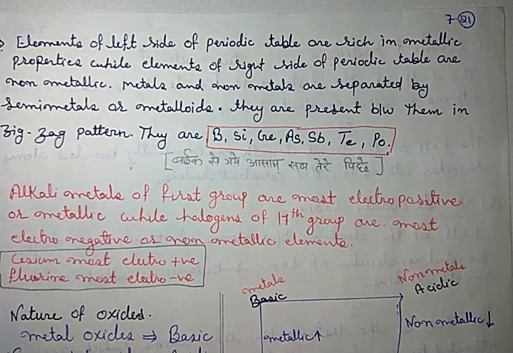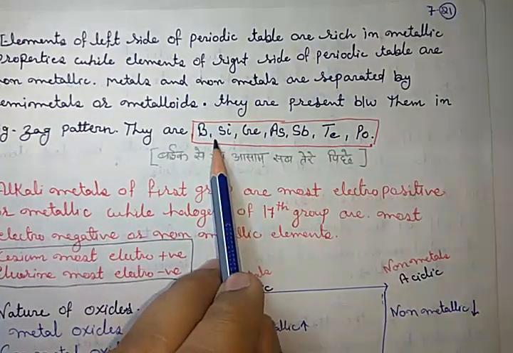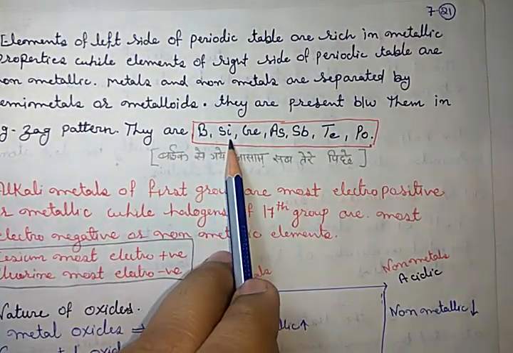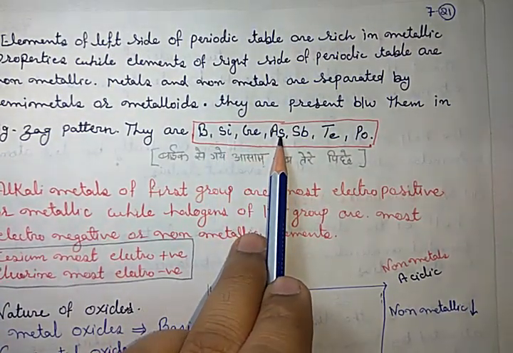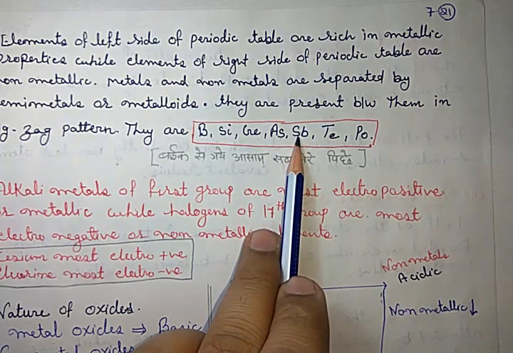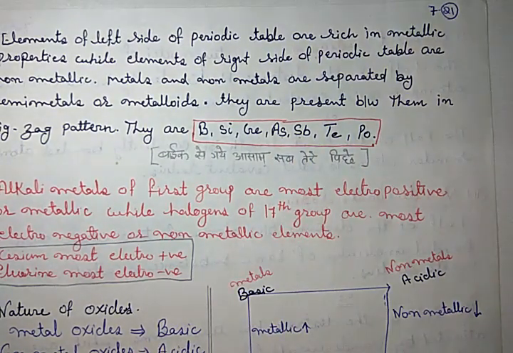Clear? The semi-metals are these: boron, silicon, germanium, antimony. Okay, these are semi-metals. To memorize them, a simple line we can use: बाइक से गए आसाम सब तेरे पीछे.